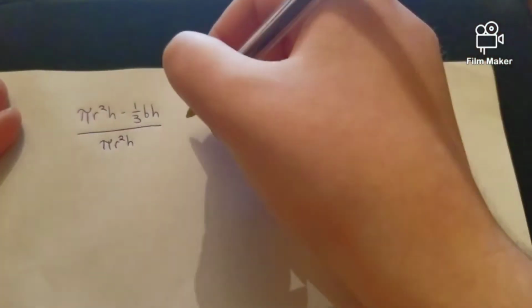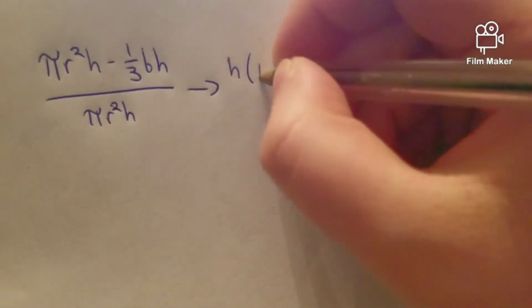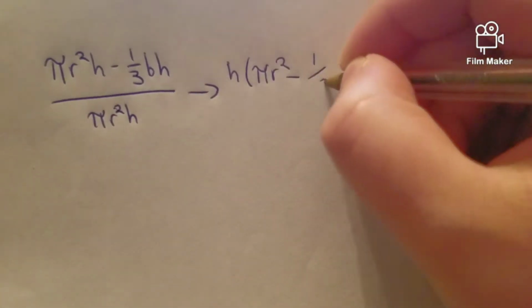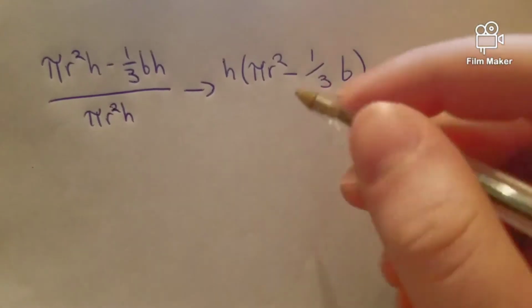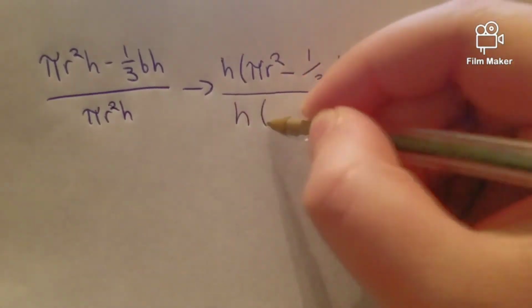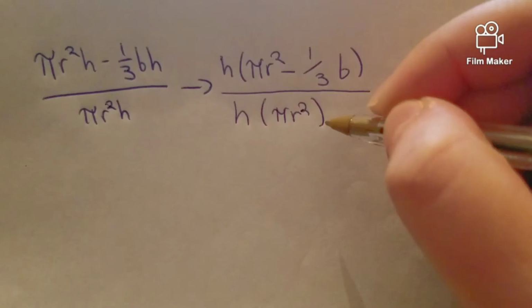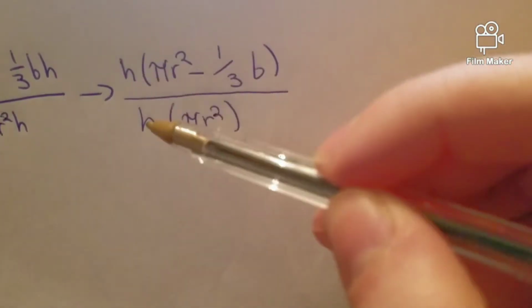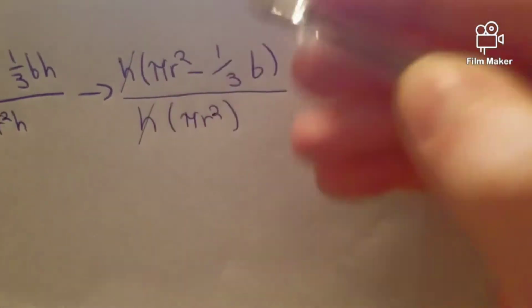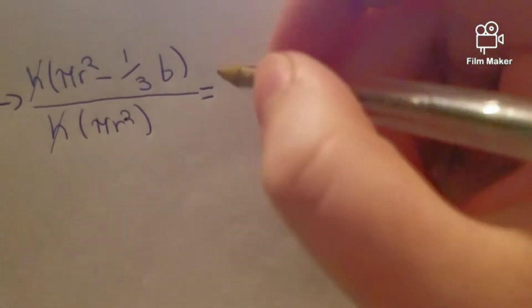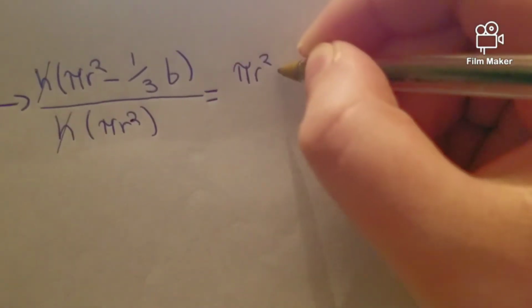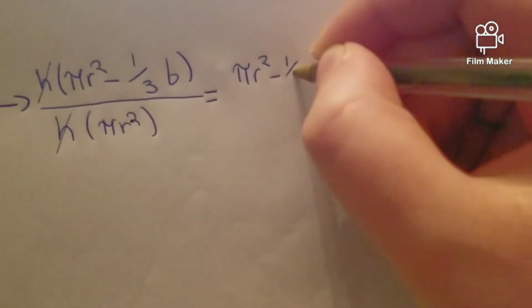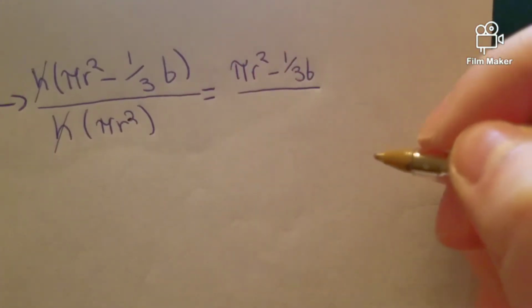First, we have to factor out an h from both the top of the fraction as well as the bottom. We are doing this to simplify the fraction so that we can find the final probability. When we factor out h, we're left with h times (pi r squared minus 1/3 of the base) all over h times pi r squared. The h's cancel out because they're on both the top and the bottom. Since a fraction bar is also division, we're left with pi r squared minus 1/3 of the base, all over pi r squared.